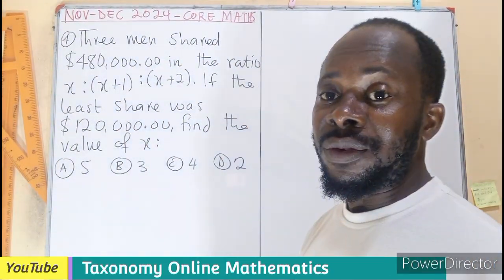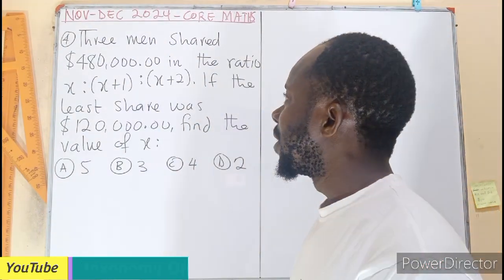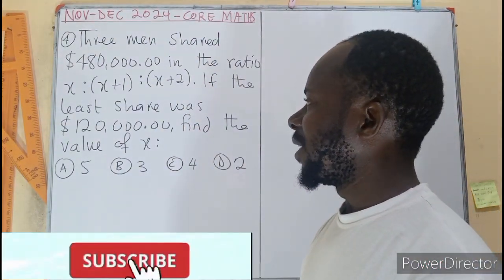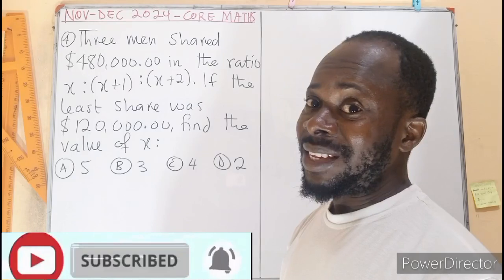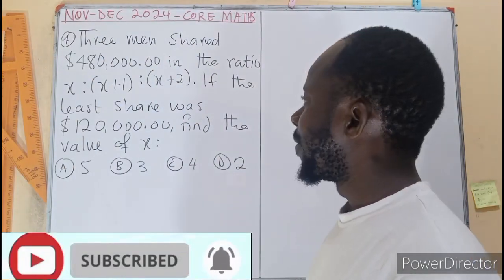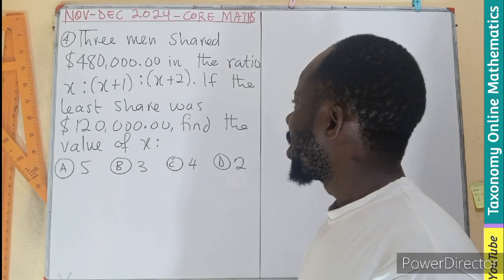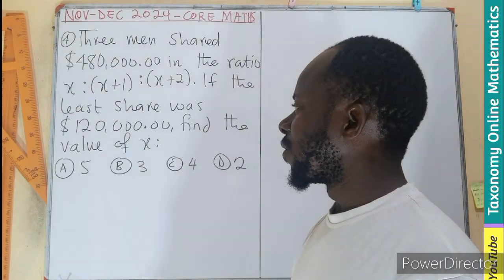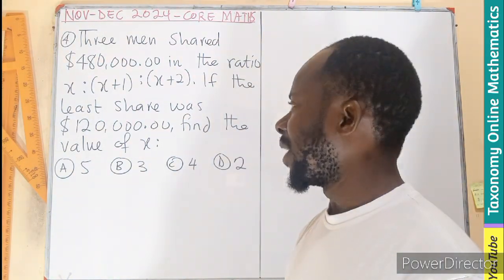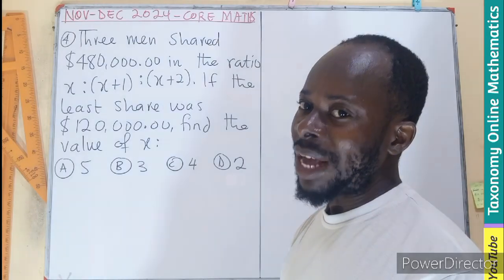WASSCE 2024 NOV-DEC edition. Three men shared $480,000 in the ratio x is to x plus 1 is to x plus 2. If the least share was $120,000, we have to find the value of x.